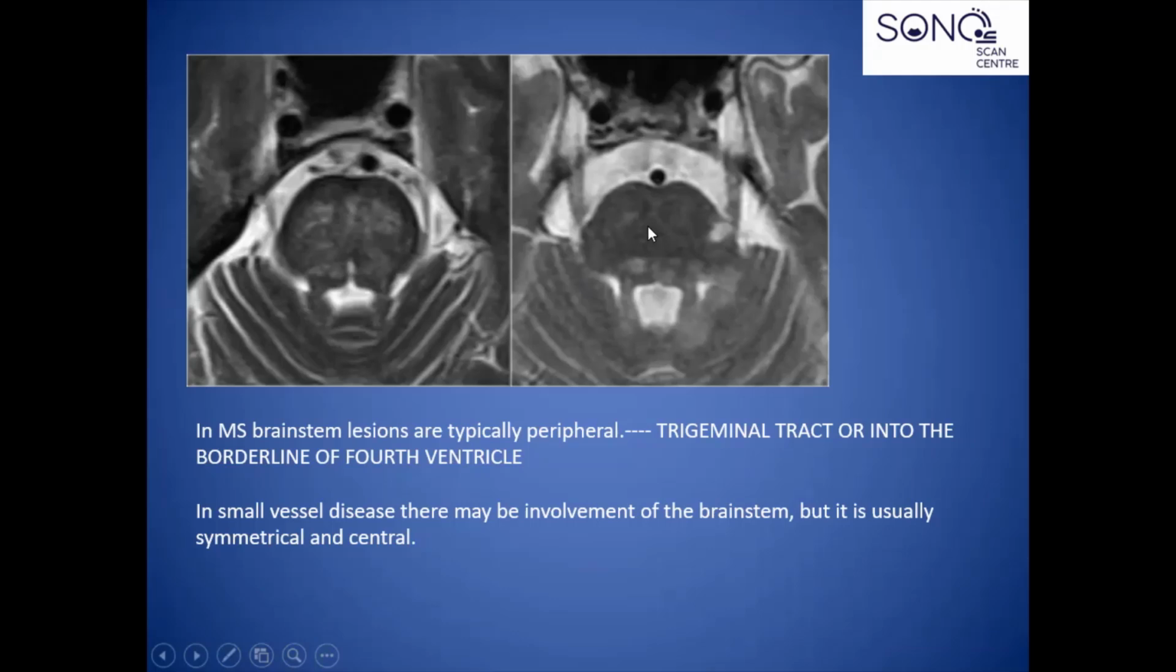Whereas in multiple sclerosis, we find these lesions in the periphery. They are asymmetrical. So one lesion is here, one is here near the trigeminal nerve, and one is next to the fourth ventricle. So there is a difference, right, between small vessel ischemic changes and patients presenting with MS in this fashion.